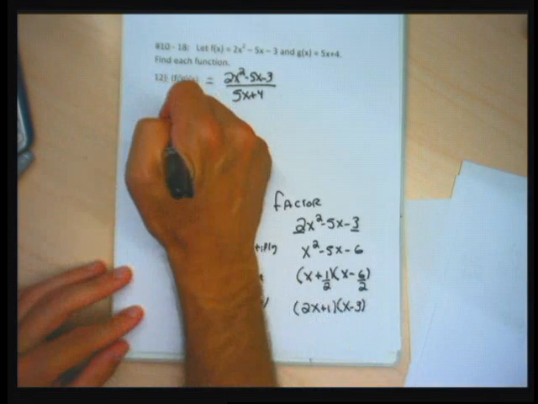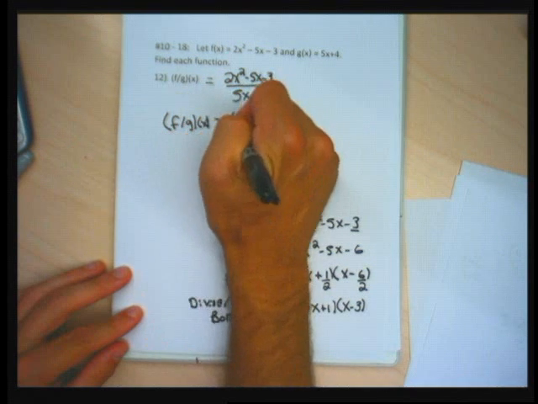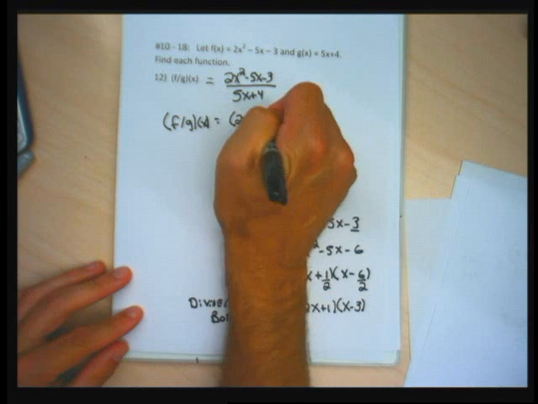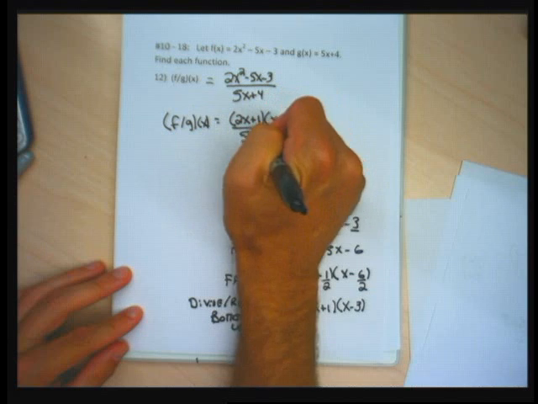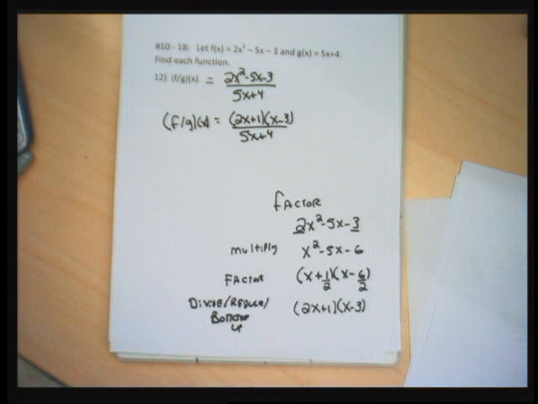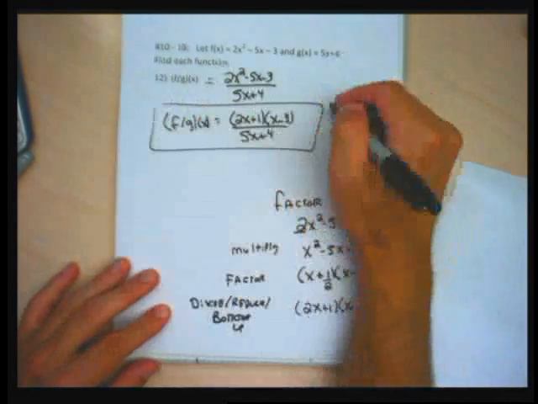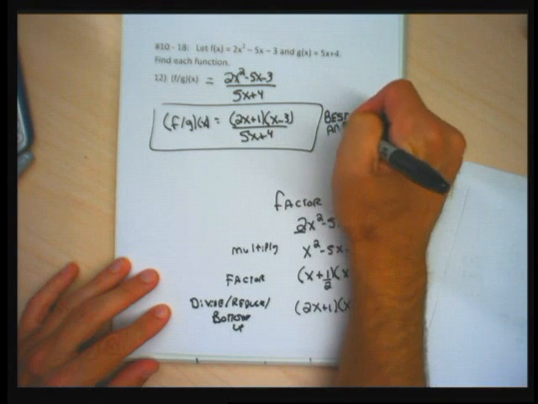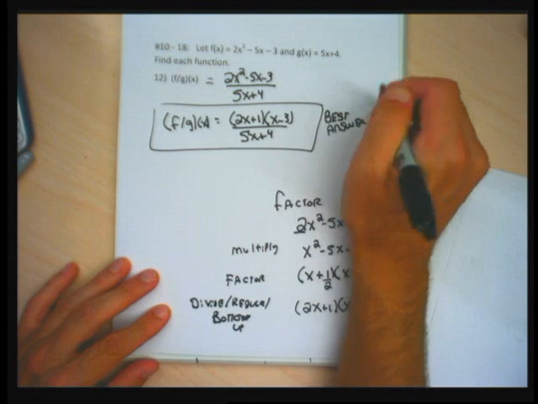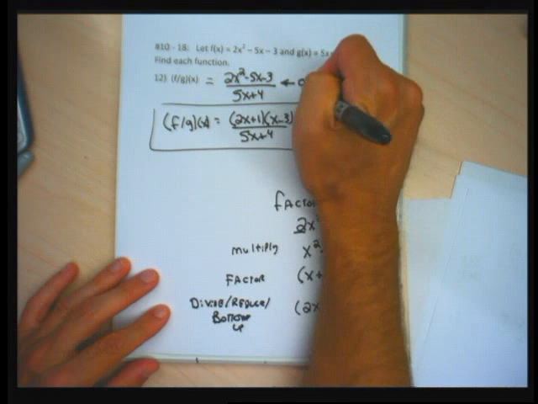So I can go back to my work and say f divided by g of x equals 2x plus 1 times x minus 3 over 5x plus 4. A 5x plus 4 doesn't cancel with a 2x plus 1. A 5x plus 4 doesn't cancel with an x minus 3, so I can't reduce this fraction. This I would consider the best answer. Because the factoring didn't lead to any canceling, I would live with this answer. It's really not the desired answer.